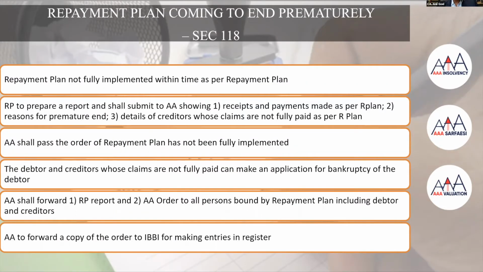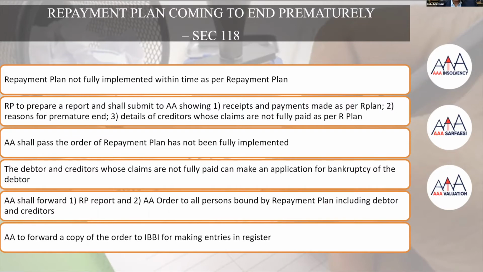Now, the premature end of a repayment plan means the repayment plan is not fully implemented within time as per the repayment plan. The RP needs to prepare a report again and shall submit it to the AA showing receipts and payments, the reason for the premature end, and details of the creditors whose claims are not fully paid as per the repayment plan. This report has to be submitted by the RP, and then the AA shall pass an order that the repayment plan has not been fully implemented.